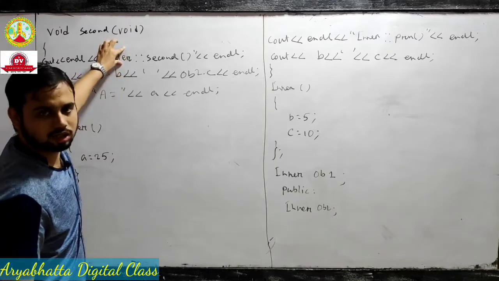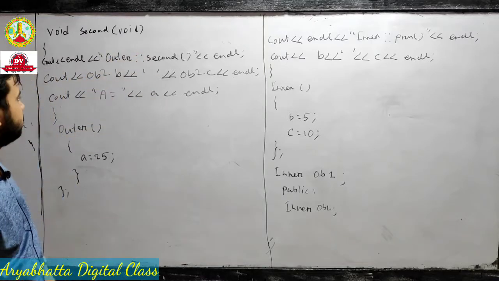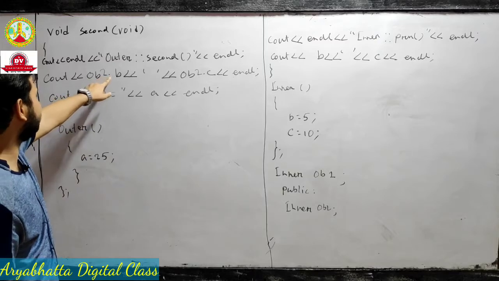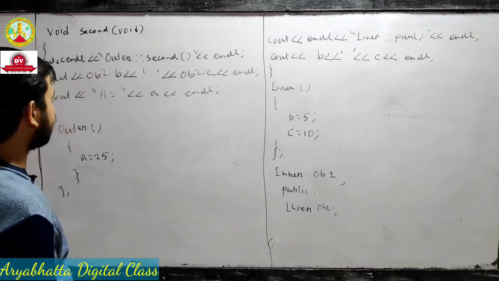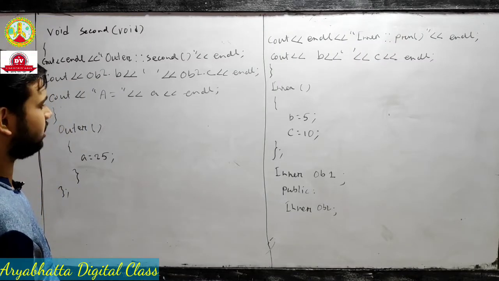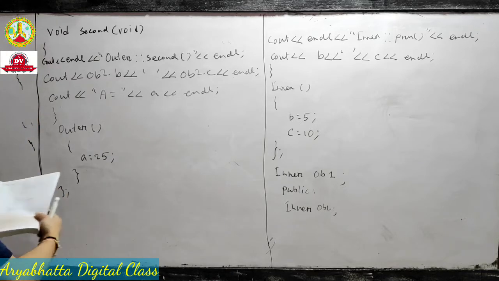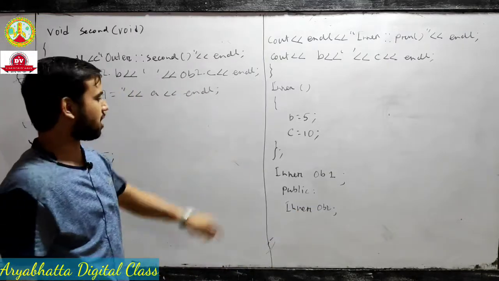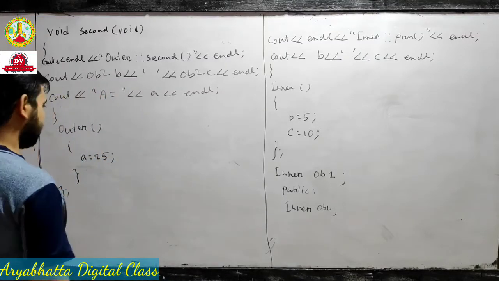See, this is the member of the second member function. With reference to this outer class, this member function will be defined. The scope resolution is with respect to another. And object 2 accesses the B and C member function, meaning the value of B and C is accessed by this object 2. The value of B is 5 and C is 10, and A is equal to A, and the A value is 25.